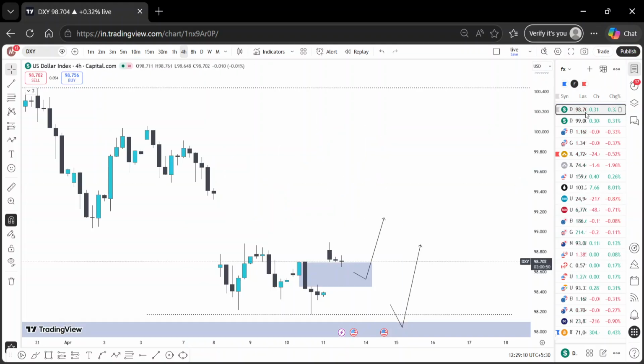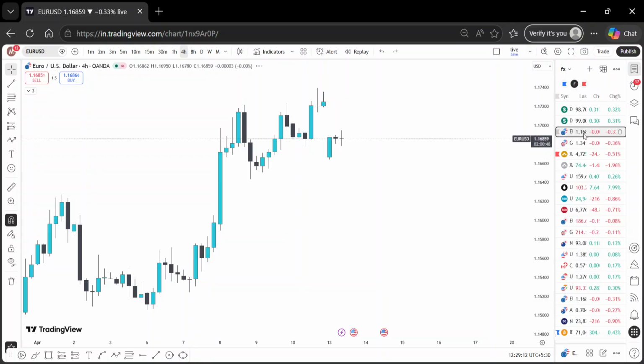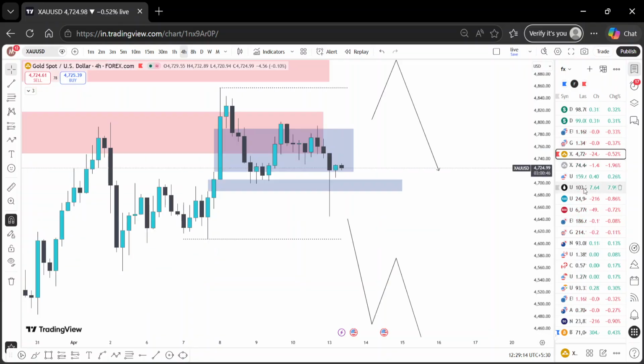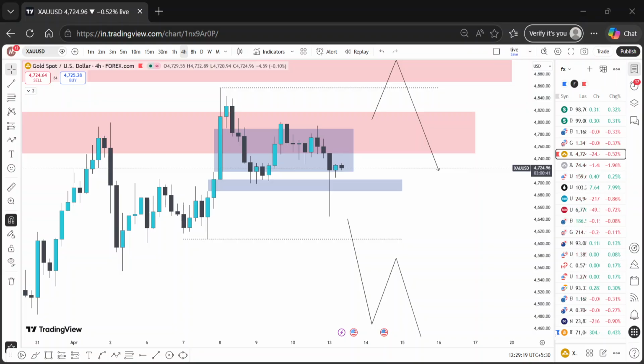Dollar I am bullish, Euro I am bearish, gold I am bearish, US 100 I am bullish. So we'll see how far this analysis goes. If this analysis goes according to the plan, I'll take a trade from Tuesday onwards. If not, if I have to change my bias, I'll make another video and upload it here on YouTube, saying that I've changed my bias.